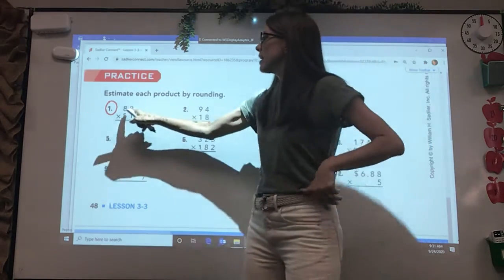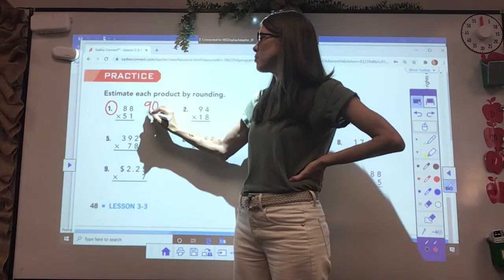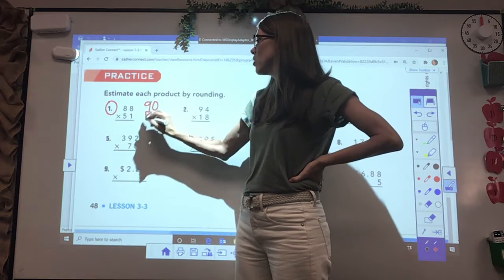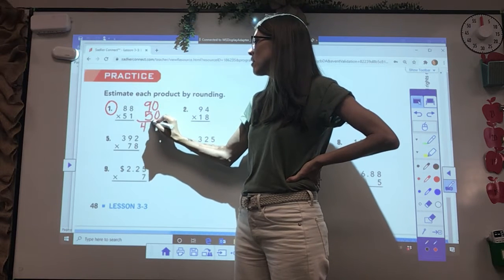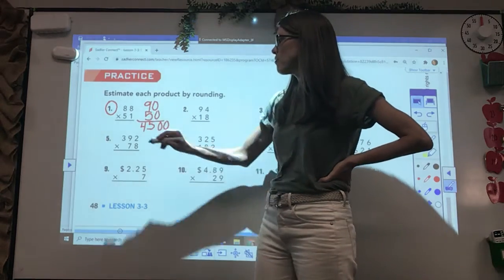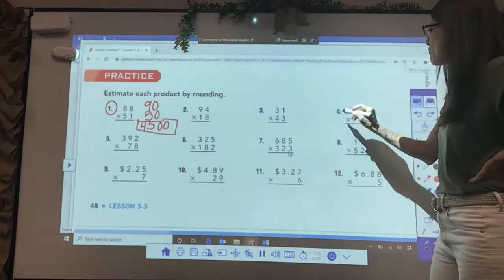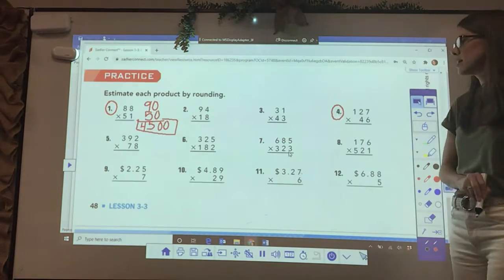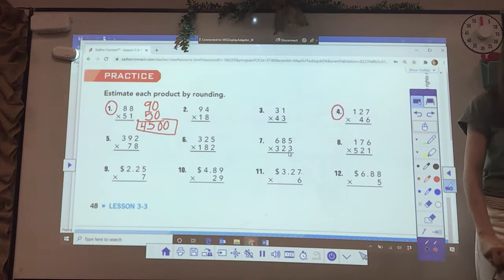So look, 88 became what? 90. 51 became 50. We multiplied the non-zero digits. 9 times 5 is 45, and then we added on the 2 zeros. 4,500. Let's go ahead and do number 4. 10 seconds to do number 4.